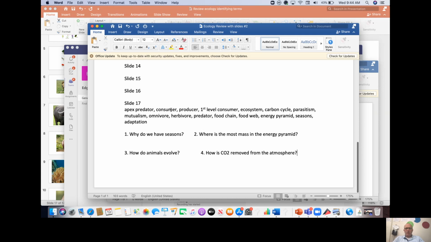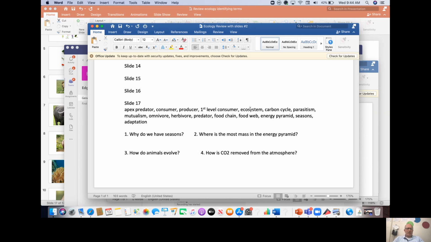in an ecosystem. Consumer, they're going to be anything that eats, that doesn't produce its own food. Producer, also autotroph is another word for producer. But they make their own food. They do photosynthesis. Plants, anything that uses the sun's energy to make food. First level consumer is just what it sounds like. It will consume the producers, so things like deer, and typically they're herbivores.